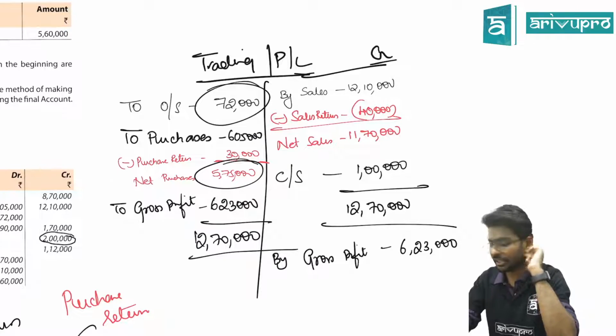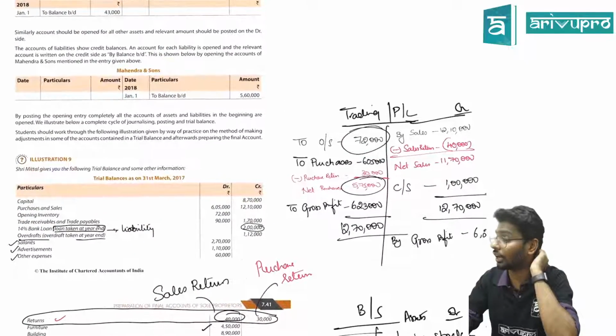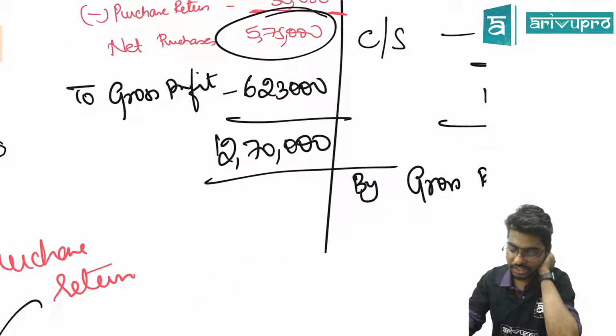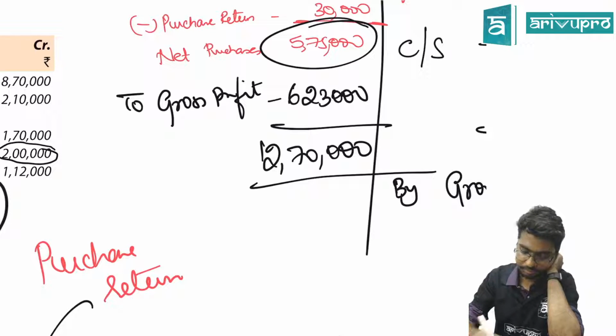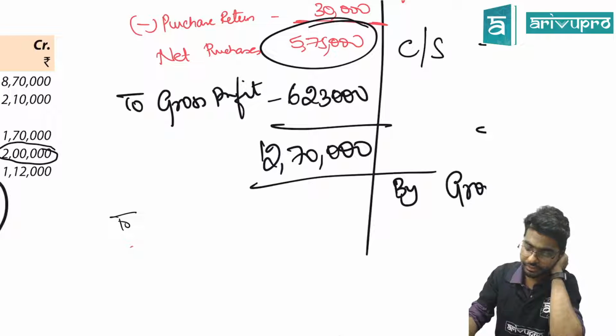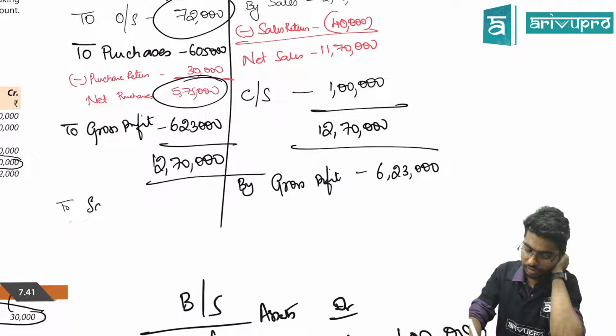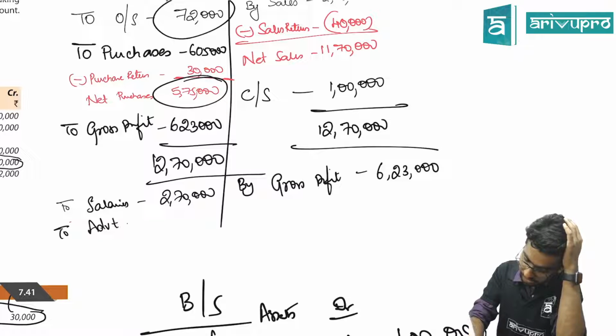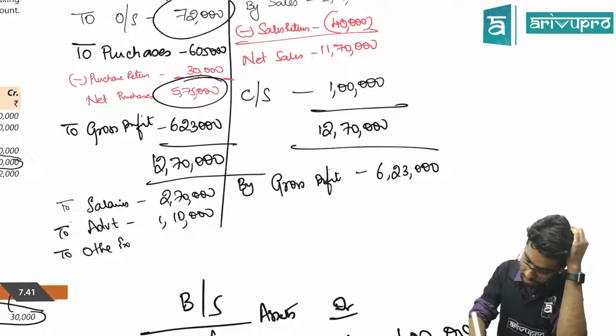Done till here? Next one, which are the 3 expenses I wrote: salary, advertisement and other expenses. So write it here. To salaries, 2 lakh 70. Then to advertisement, 1 lakh 10,000. To other expenses.